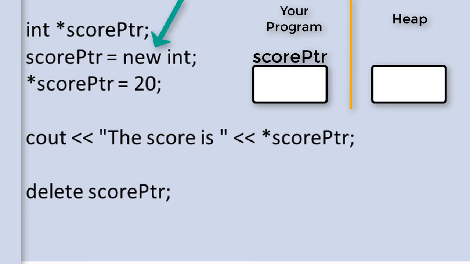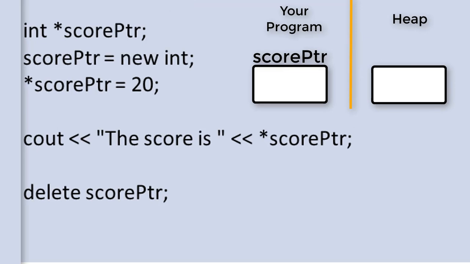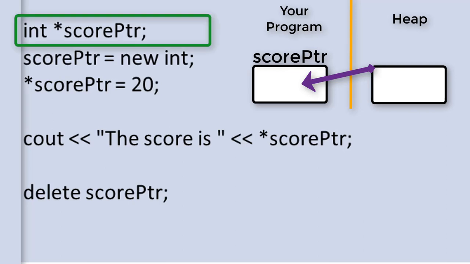The C++ new operator is used to set aside enough memory to store a single integer. Upon successful allocation, new returns the address of the memory that was reserved. The memory address of the allocated data must be stored in a pointer. In this case, a pointer to an int named scorePtr is declared. int *scorePtr.